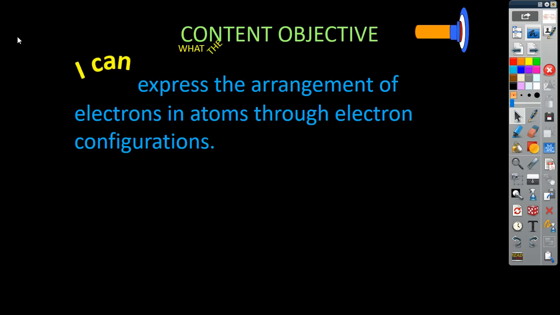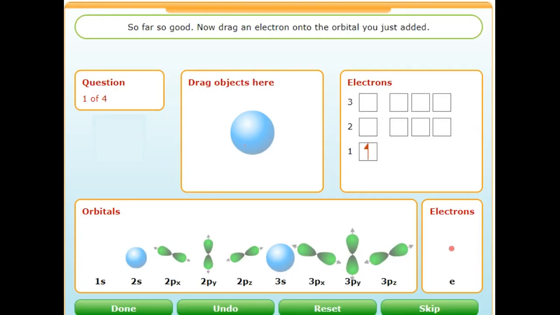Hey, what's up, peeps? In this video, we are going to express the arrangement of electrons in atoms through what are called electron configurations. As an extension from our last video, you might recall that we introduced the idea of orbitals. Here on your screen on the left is a representation of the electron cloud of a hydrogen atom: one electron flying around in a spherical three-dimensional region of space.